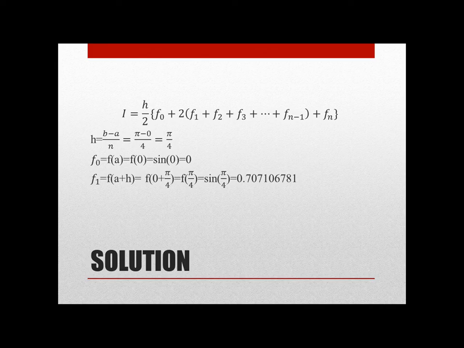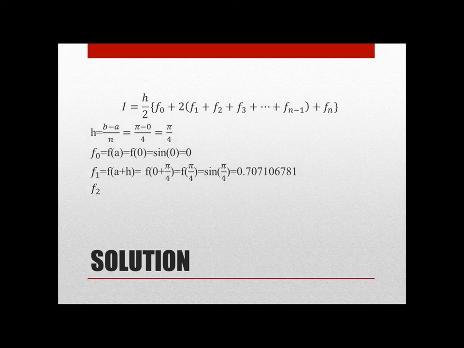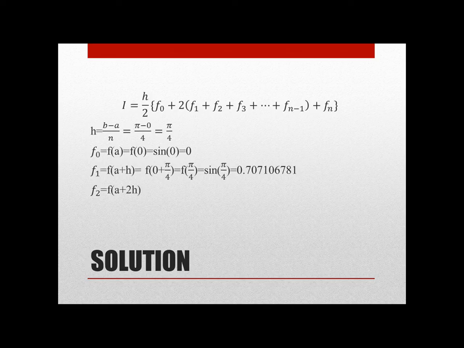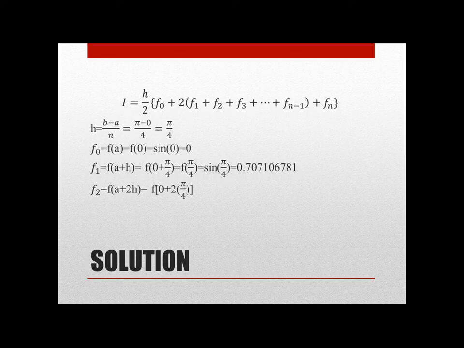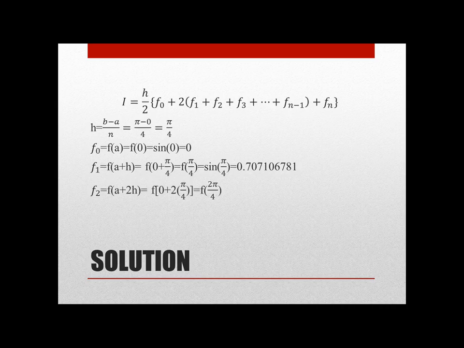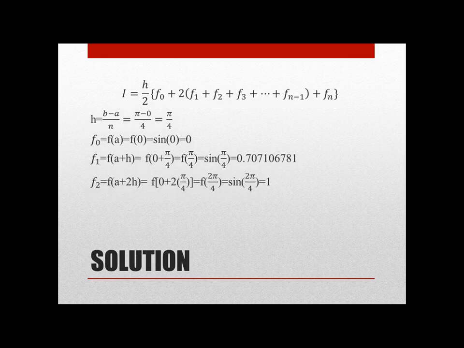Now, how about for f sub 2? For f sub 2, class, it's the same. From a, you will add 2h. Okay? So substituting, we'll have 2 pi over 4, or that is pi over 2. So sine pi over 2, or 2 pi over 4, that will be 1.